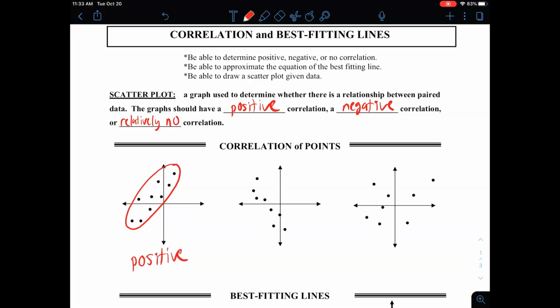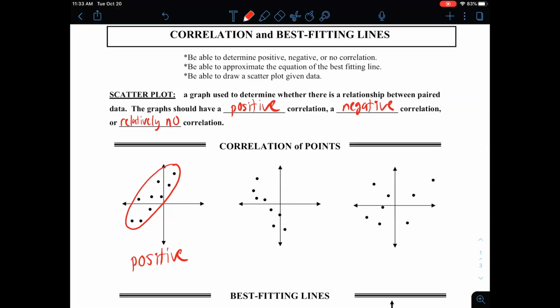Okay, because it's going up from left to right. As the x value increases, so does the y value. A positive correlation is when the data looks like it's going upward. Even though it's scattered, as a scatter plot, the trend is going upwards.